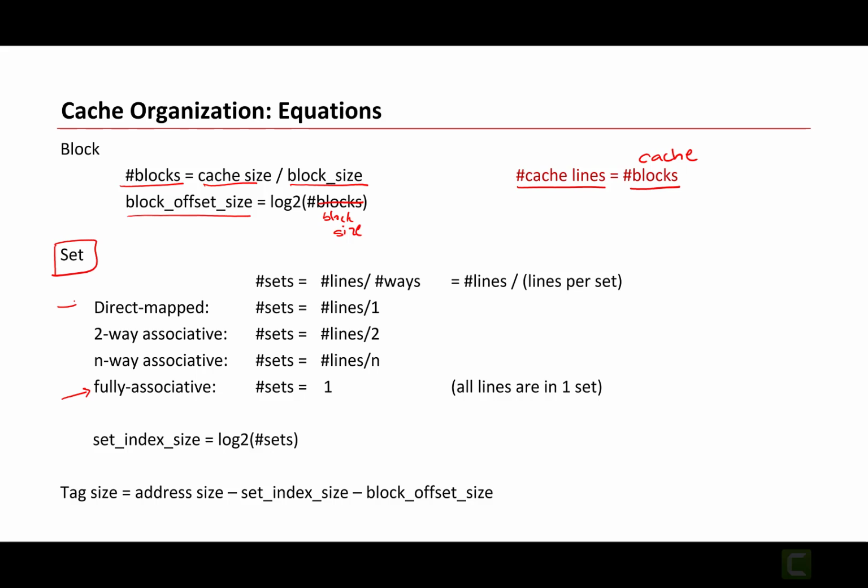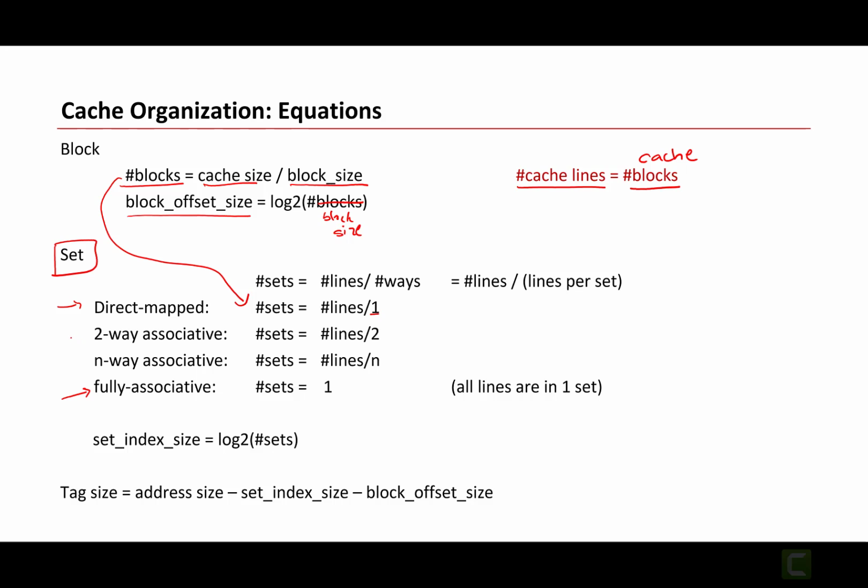At the other extreme, we have the direct mapped cache. Again, it's fairly easy to compute because all you need to do is take the number of blocks, and that is the number of sets, because they are exactly the same, since the number of cache blocks per set is 1.